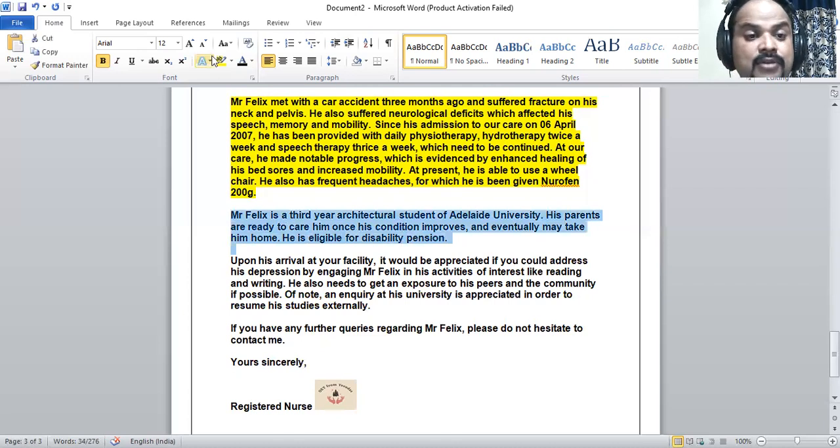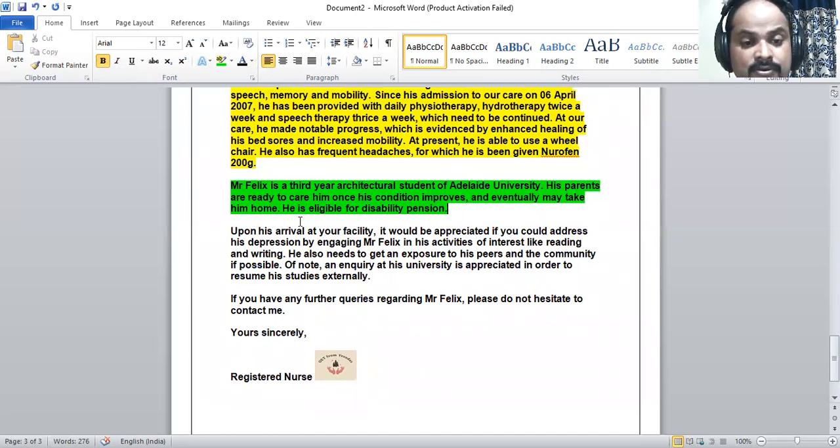Now, Mr. Felix is a third year architectural student. What is his background? He's a third year architectural student of Adelaide University. His parents are ready to care for him once his condition improves, because now he needs high level care. And when he receives the high level care and when his condition improves, eventually they may take him home. He is eligible for disability pension. I have written it separately there.